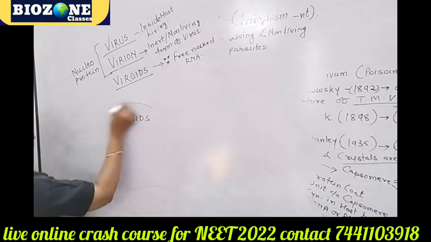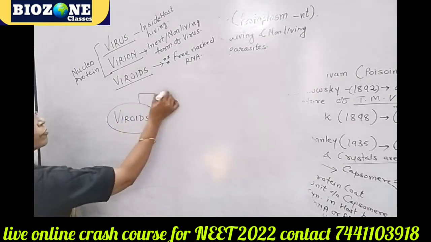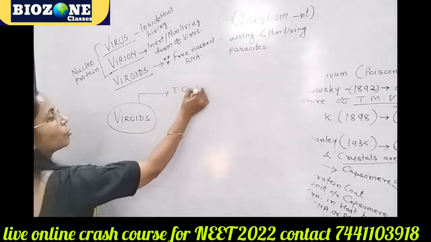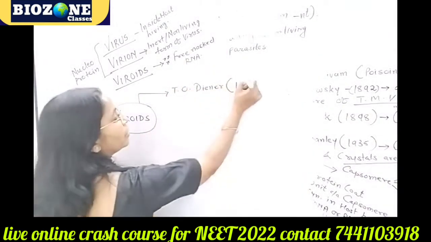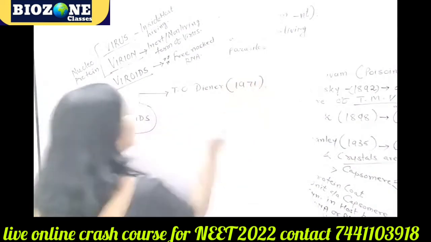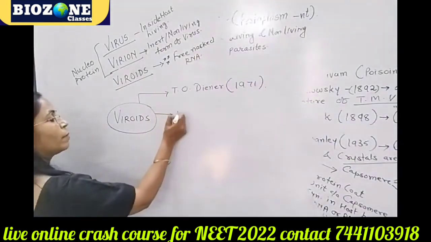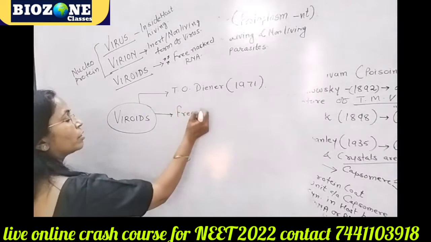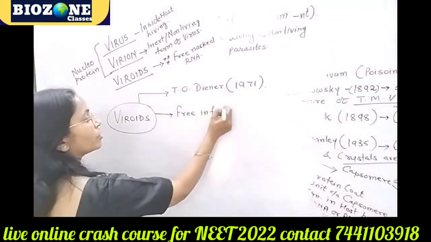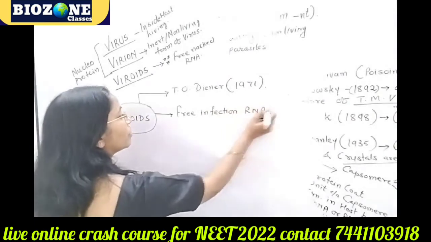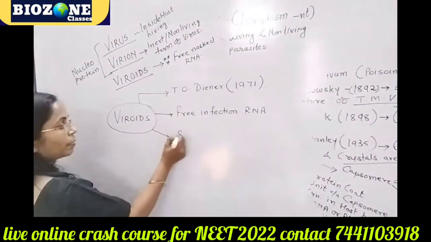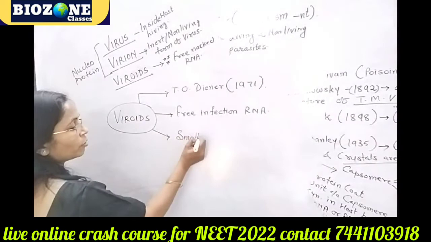Viroids, host TO Diner 1971. Secondly, pre-infectious RNA. Again important for true and false.